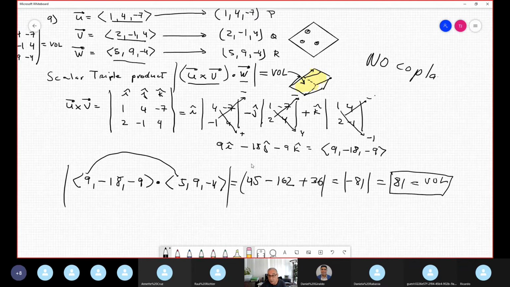Coplanar. See, the answer is 0. Nice. The box is totally flat, it does not exist, and the points are coplanar.